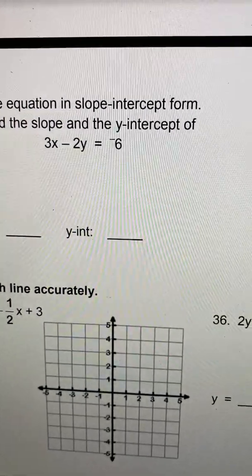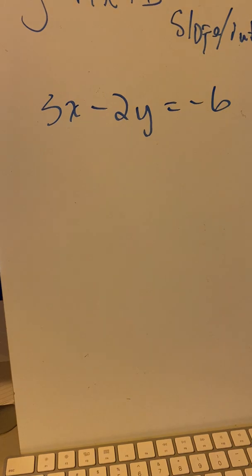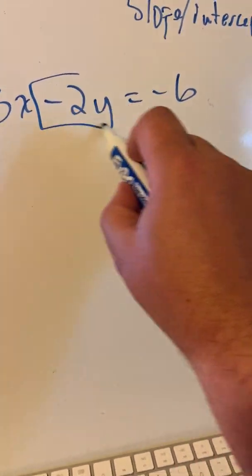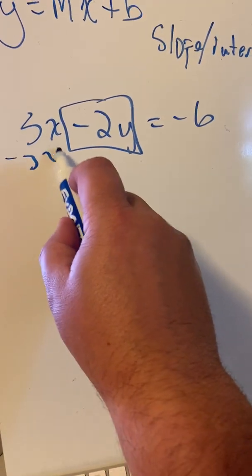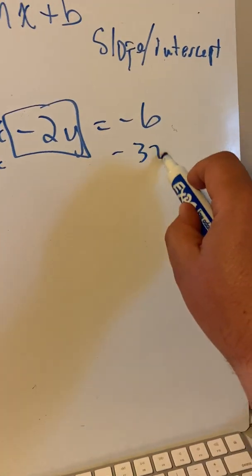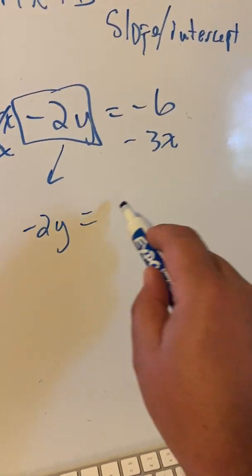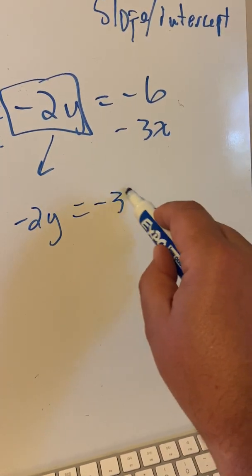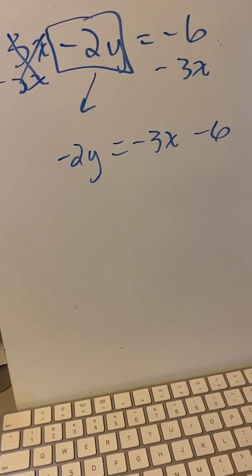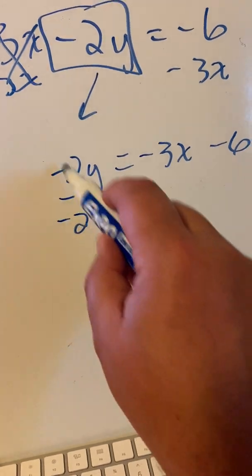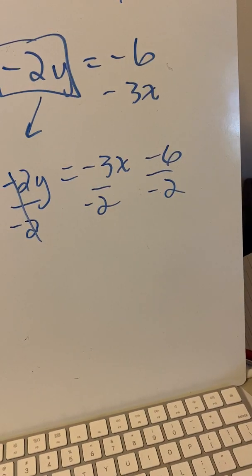So when you've got 3x minus 2y is equal to negative 6, you've got to isolate the y. Okay? This is going to be the last thing that I'm going to work with. I need to get rid of the 3x. Subtract 3x, you gone. Subtract 3x. I can't subtract anything here. I'm left with negative 2y is equal to negative 3x minus 6. Now, I have to divide by negative 2. Everything gets divided by the negative 2.